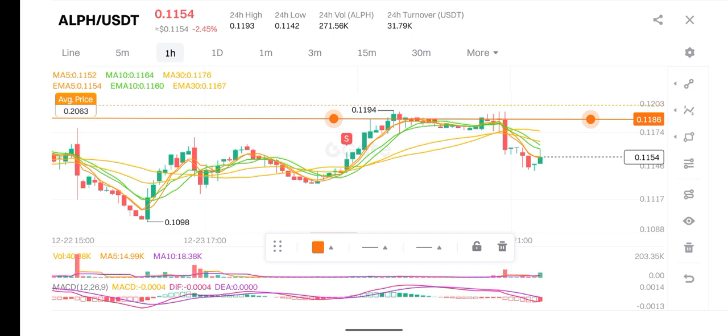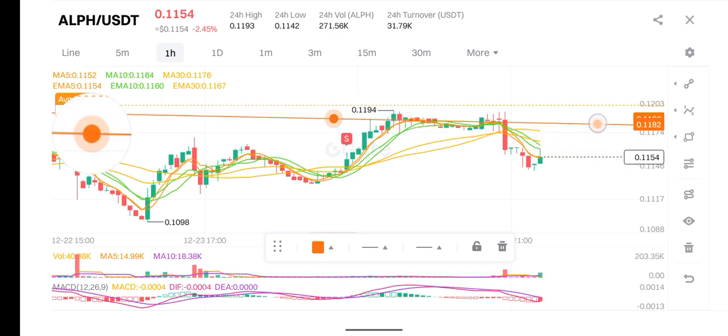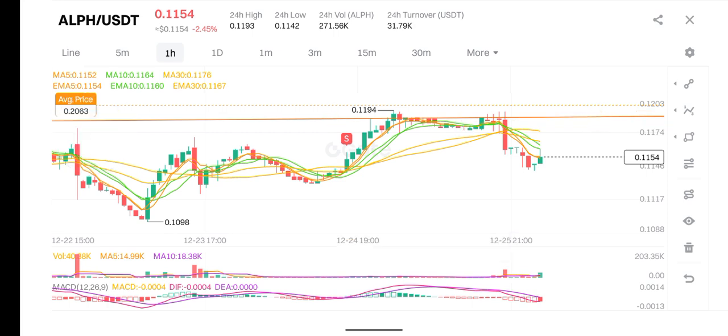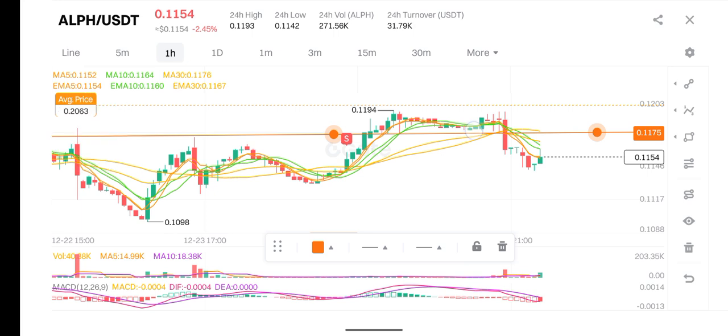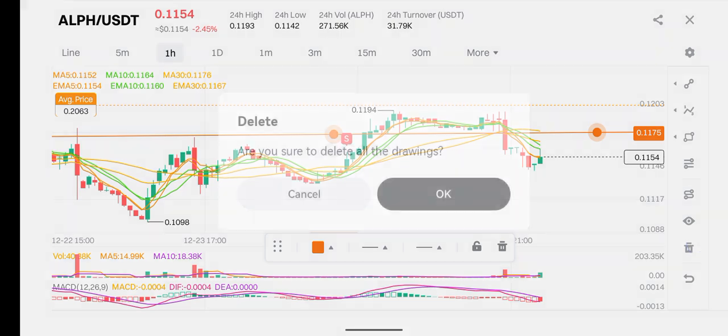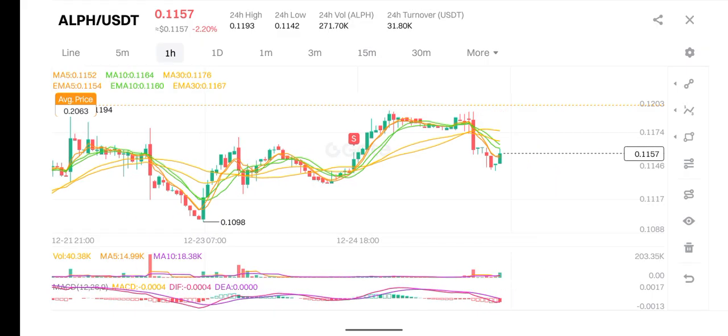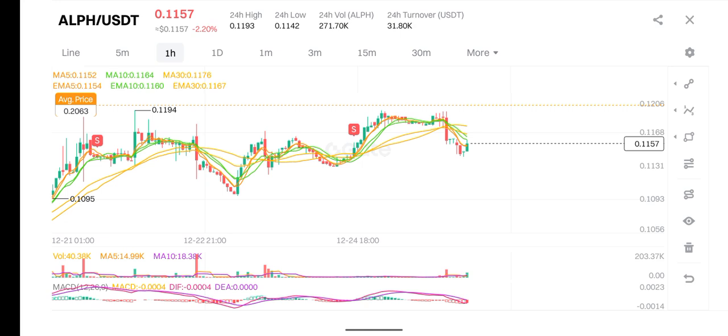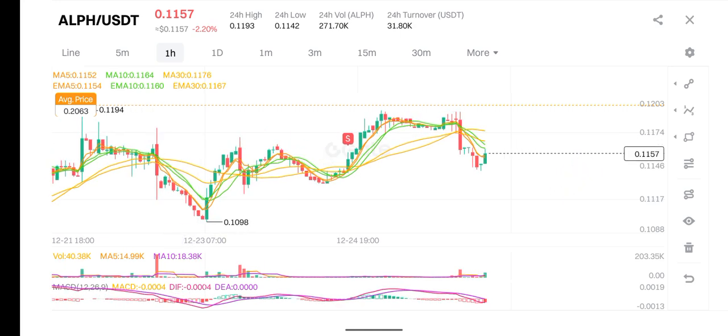But we had a support that was broken. Let me take the line down so you can see the support. This is the support. It was broken and the price fell to where it currently is at 0.1154. But we're expecting a reversal because we have an inverted hammer here. We have a confirmation here, which is an inverted hammer, and then we have another inverted hammer. So let's see what will happen in the subsequent hours. The 1 hour is too small to determine what will happen in the near future of the market, but it gives us a glimpse of the breakdown.